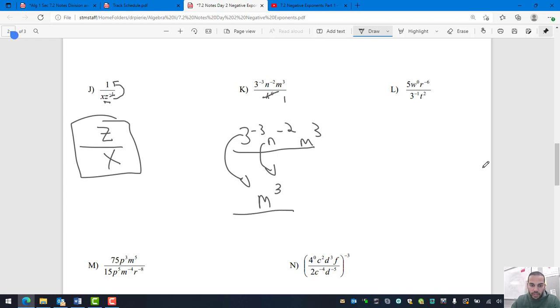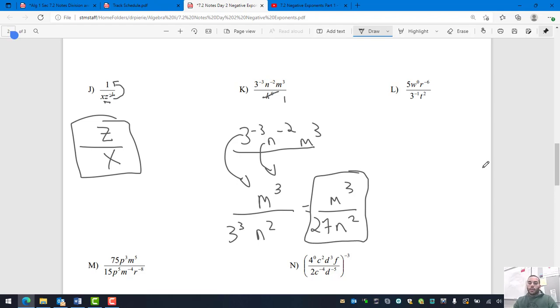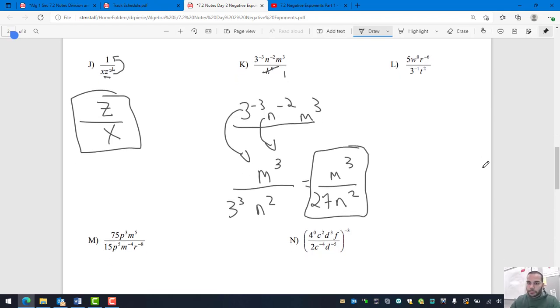3 to the negative third moves to the bottom, becomes 3 to the third. And then n to the negative second moves to the bottom, becomes n squared. If you simplify this a little bit, it should be m cubed over 3 cubed, which is 27 n squared. That is my final simplified answer. Let's keep going.